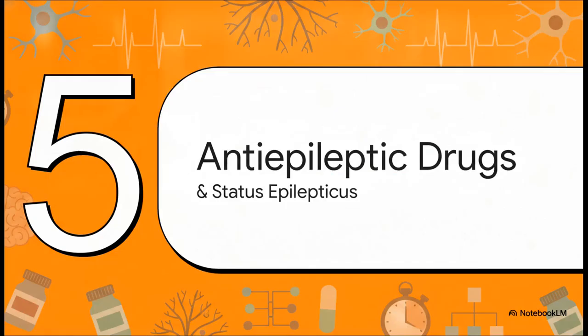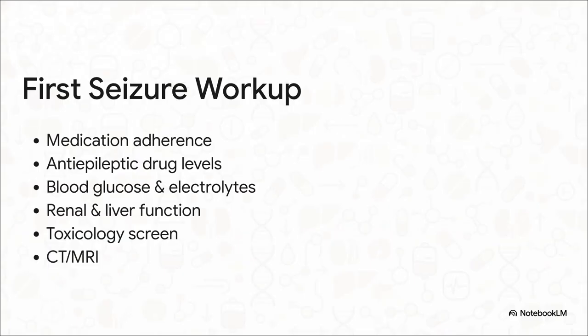Section 5 covers anti-epileptic drugs and status epilepticus. We apply that exact same next best step logic to neuro. When you're evaluating a first-time or breakthrough seizure, your very first step is checking medication adherence and baseline anti-epileptic drug levels. Do this before you even think about escalating therapy. Make sure to rule out metabolic triggers first by checking blood glucose, electrolytes, and running a tox screen.